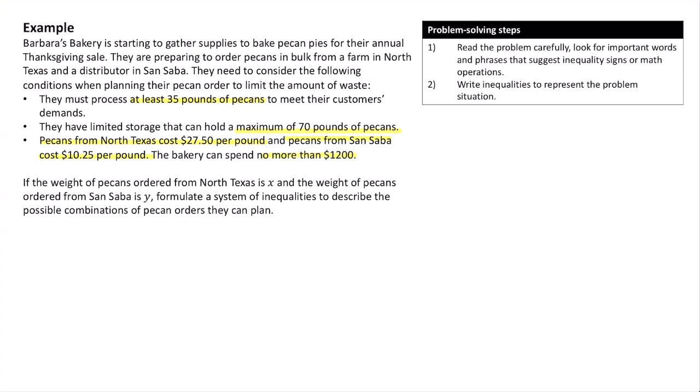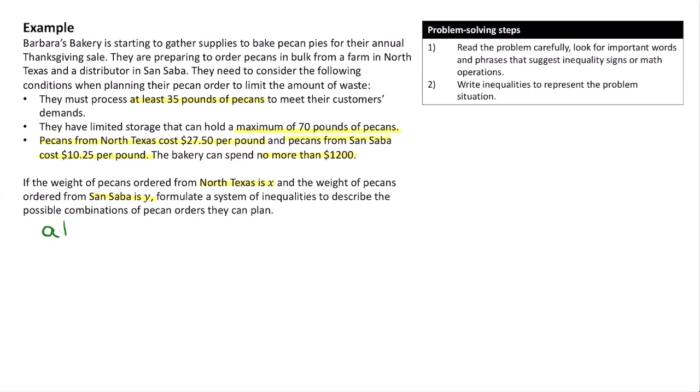If the weight of pecans ordered from North Texas is X and the weight of pecans ordered from San Saba is Y, formulate a system of inequalities to describe the possible combinations of pecans they can plan. Okay, so a lot going on in this problem, but I focused in on the math part and highlighted those phrases that we need.